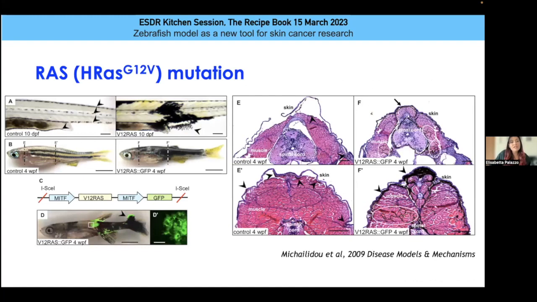The second model involves RAS mutation. In this case, researchers put the RAS mutated gene under the control of the MITF promoter. And in this case, they also use a reporter gene. So you can see here how it's possible to visualize melanoma, and the tumor can develop in the same site as in the human disease.